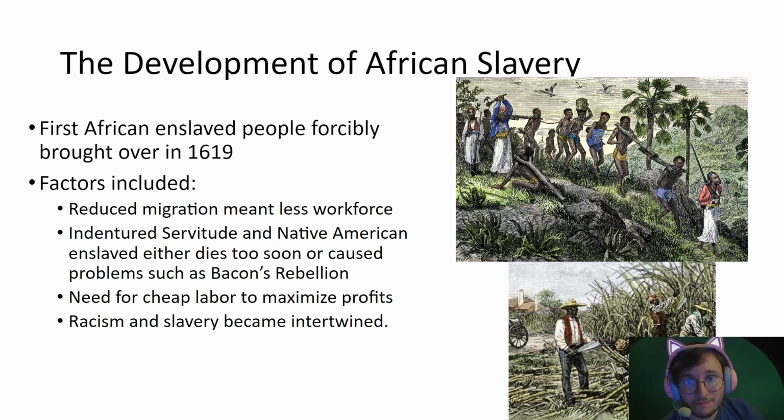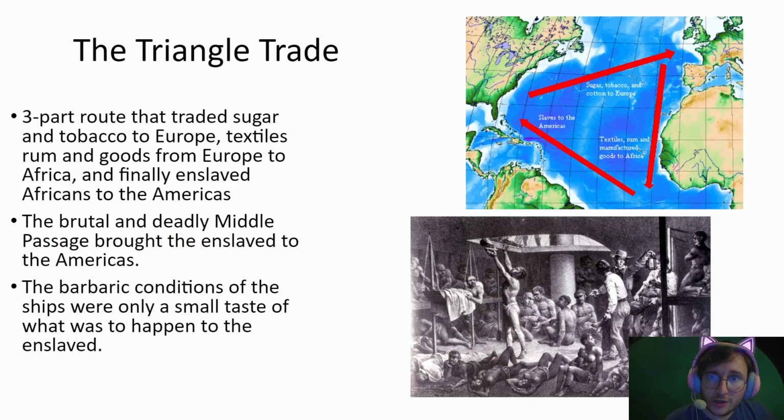As a review, the Triangle Trade was a three-part trade route which connected Europe, Africa, and the Americas. The trade system played a central role in the development of the African slave trade. European ships carried manufactured goods such as textiles and rum to Africa, where they were exchanged for enslaved Africans. The enslaved Africans were then transported across the Atlantic in a journey known as the Middle Passage to the Americas.